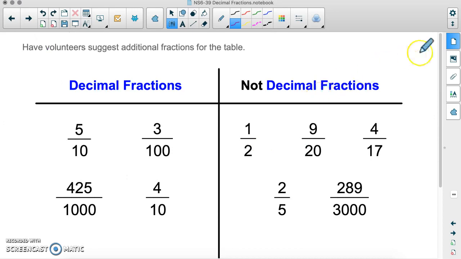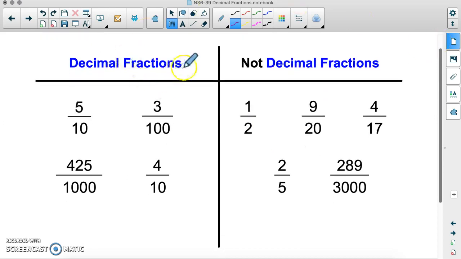So we're going to look at these tables here. We have a table, one side is decimal fractions: 5 tenths, 3 hundredths, 425 thousandths, or 4 tenths. And then on this side of the table, we have not decimal fractions. So 1/2, 9 over 20, 4 over 17, 2 over 5, 289, 3 thousandths. So these ones are really, really tricky to put into decimals because they're not really nice numbers like the decimal fractions are on this side.